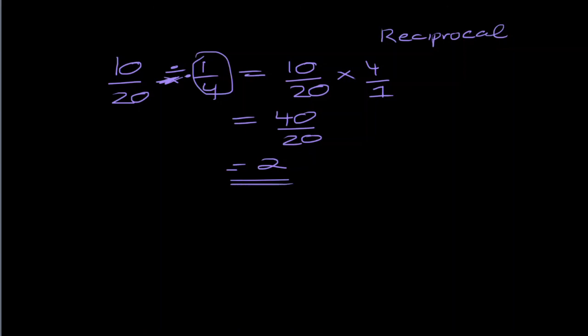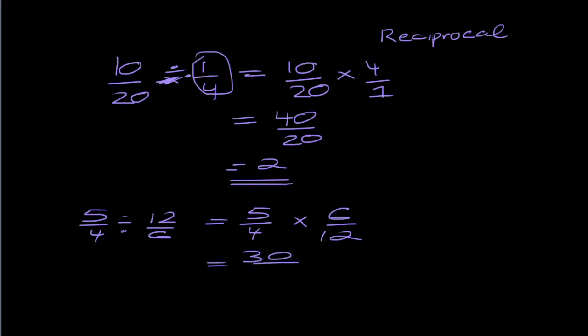Let's take another one. 5 over 4 divided by 12 over 6. All you're going to do is take the reciprocal of the second term, so times 6 over 12, and you get 30 over 48. And if I was to simplify this in my head, this would be something like 15 over 24. And could you simplify this further? Yes, you can. You'd get 8 over 5. That's it.